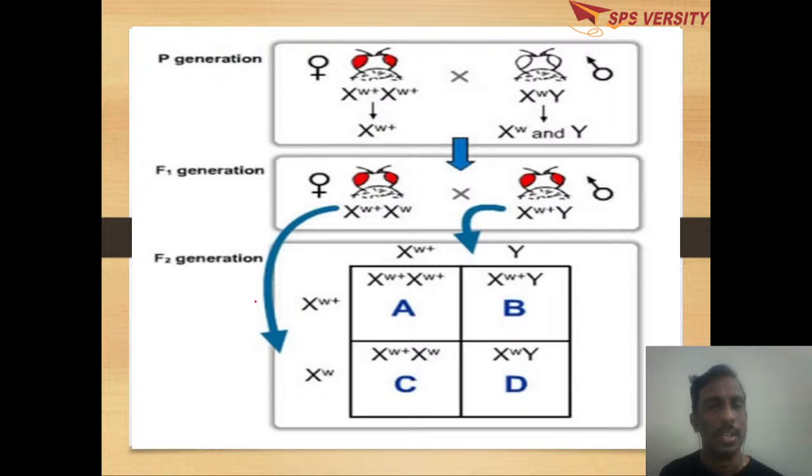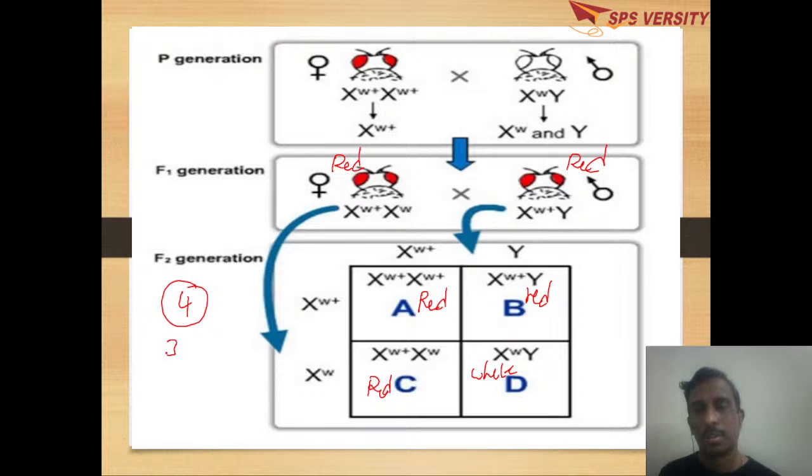If you observe carefully, the parental generation, the F1 generation, and next the F2 generation: this is red, this is white. What did they get in the F1 generation? They got a red-eyed female and a red-eyed male. When they are crossed, in the F2 generation we got a red-eyed female, a red-eyed male, and a white-eyed male. That means out of a total of 4, 3 are red and only 1 is white.